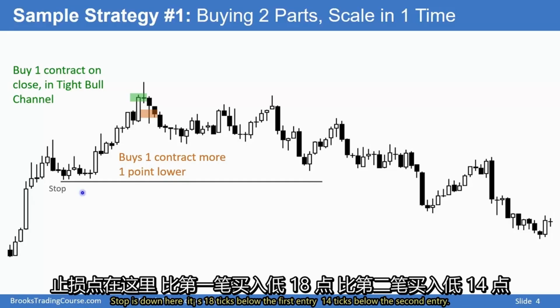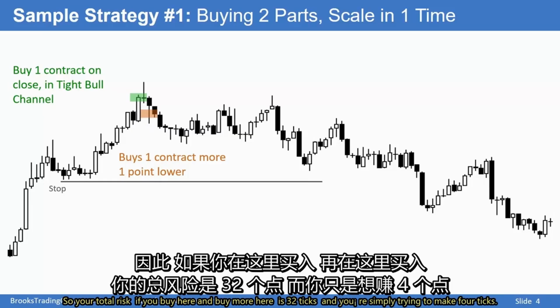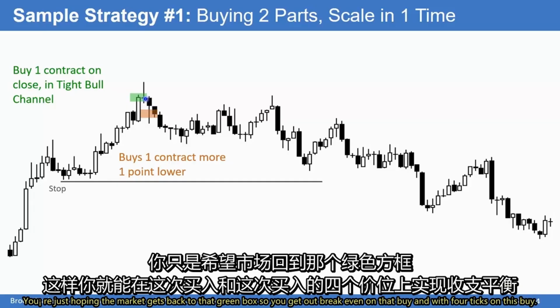Stop is down here. It's 18 ticks below the first entry, 14 ticks below the second entry. So your total risk, if you buy here and buy more here, is 32 ticks, and you're simply trying to make 4 ticks. You're just hoping the market gets back to that green box, so you get out break even on that buy, and with 4 ticks on this buy.